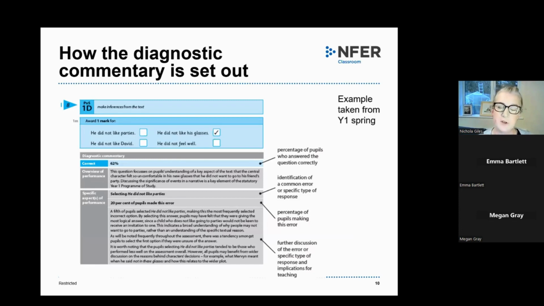Now, obviously, if that 62% was less than that, then the common errors may be quite different. Then there's a percentage of pupils making that same error. So then you can go, oh, actually, that's similar to my children or my pupils. Then there's that further discussion of that error and the implications for teaching and that misconception.